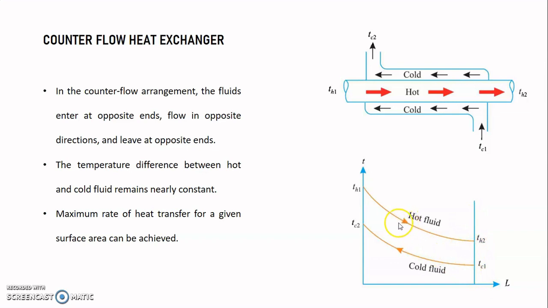The arrow mark indicates the direction of the fluid, where the hot fluid and cold fluid directions are opposite to each other. We can see from the figure that the temperature difference between the cold and hot fluid remains nearly constant. To summarize, again, the temperature of hot fluid is maximum, whereas the temperature of cold fluid is the minimum. If you compare the counterflow arrangement to the parallel flow arrangement, the rate of heat transfer in counterflow arrangement is higher compared to the parallel flow arrangement.